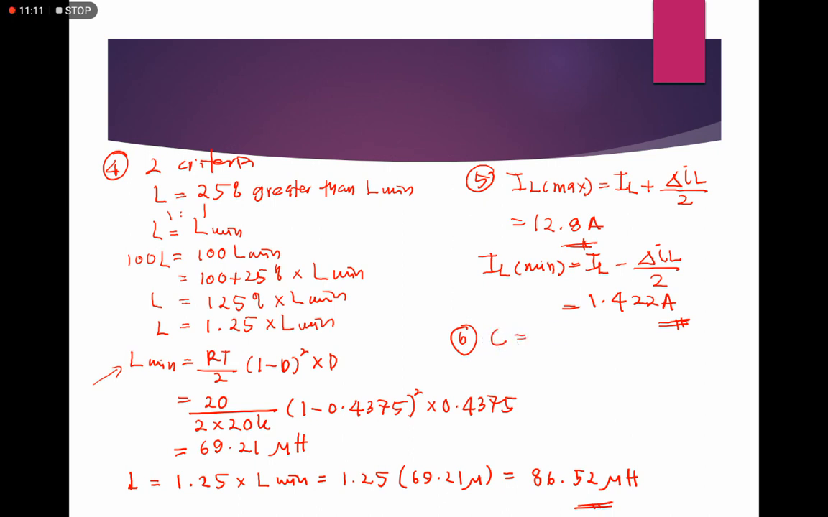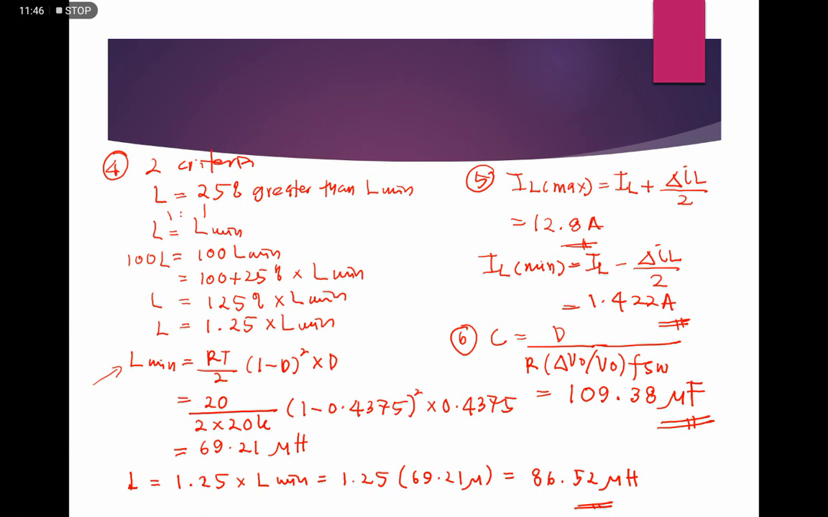Now lastly, the value of your capacitor. Use the equation D over R times output voltage ripple multiplied by your switching frequency. You substitute all the values and you will get your C will be 109.38 microfarad. So this is the value of your capacitor. This is when we are using the criteria of L equal to 25% greater than L min.